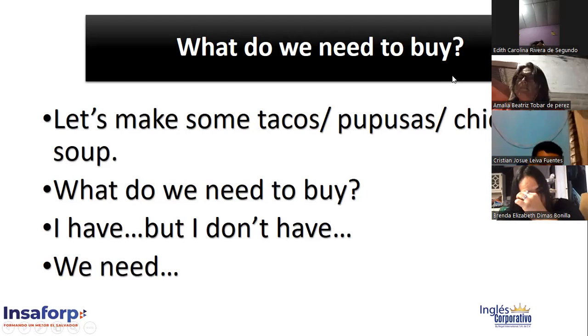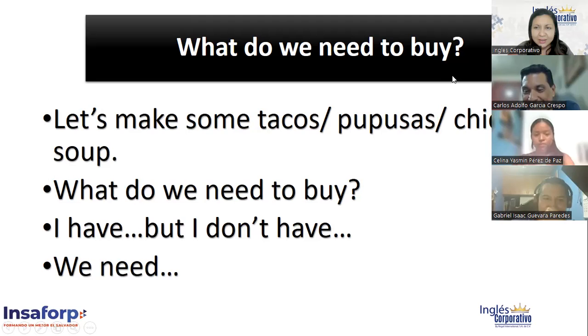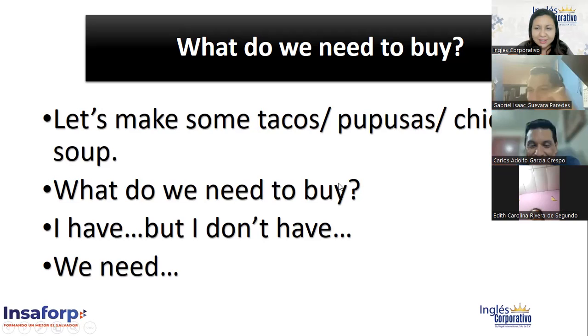Gabriel, can you tell me what you are going to do? Sorry, I don't hear. Can you explain what you are going to do in this activity? We, with the partner, to do the list of materials or products that we need to make the food that I like. Okay, very good, Gabriel. Thank you.